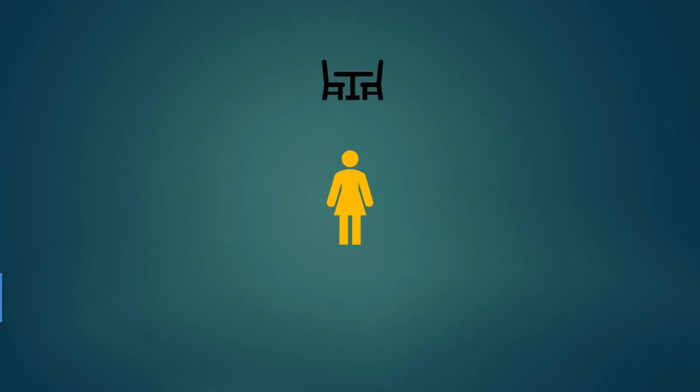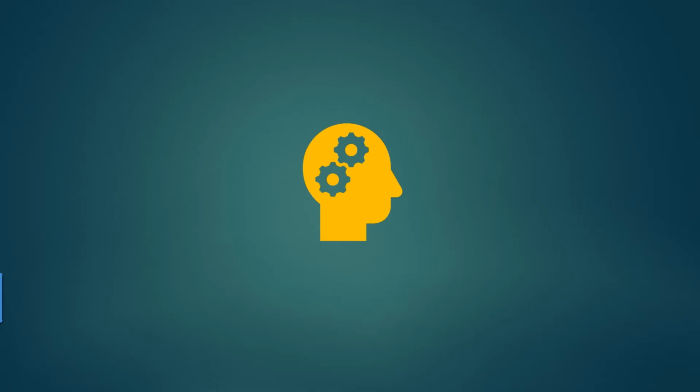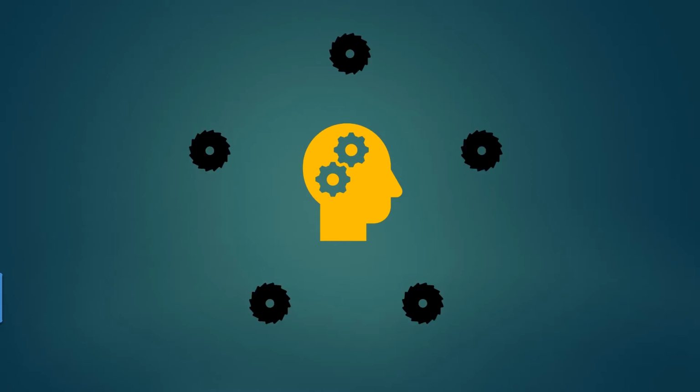A table, lights, a camera, computer, violin, everything? True. We live with many objects, or we can say that everything is an object. In the programming world, objects are very important. Programmers create objects to make software. Likewise, web developers use objects to make a website. Then how can we create an object?